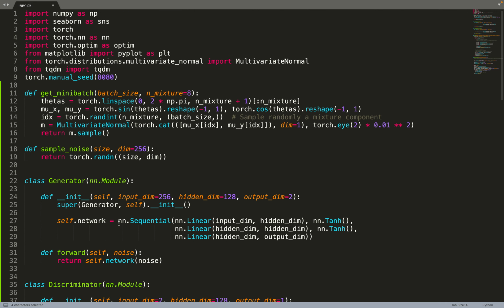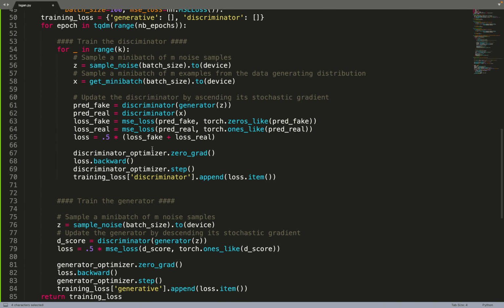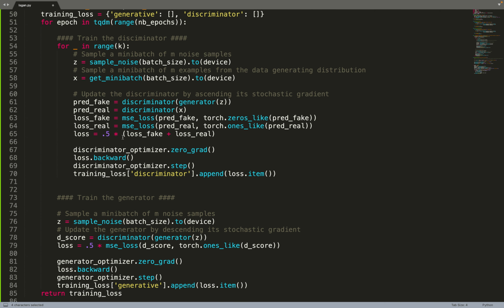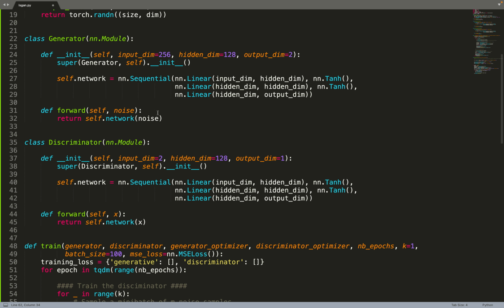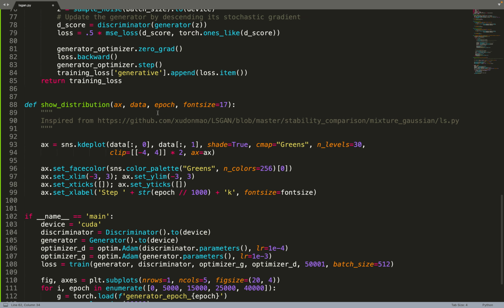So not very complicated. The most complicated part is this loop, but if you've already implemented GANs, you've already seen that. You just need to change the loss. So a very simple paper, but very useful. It has had a lot of impact. It has a lot of citations.